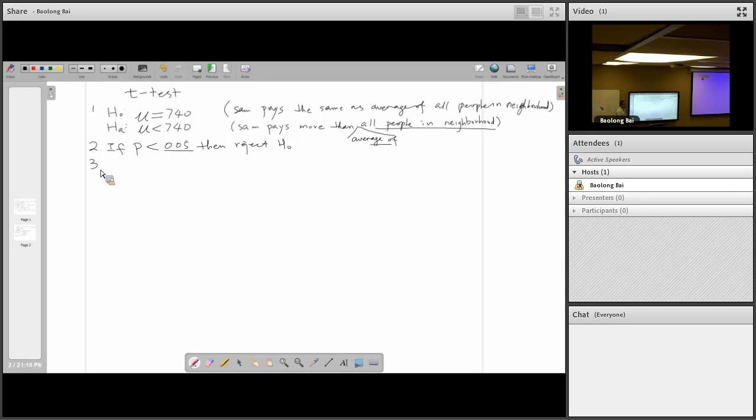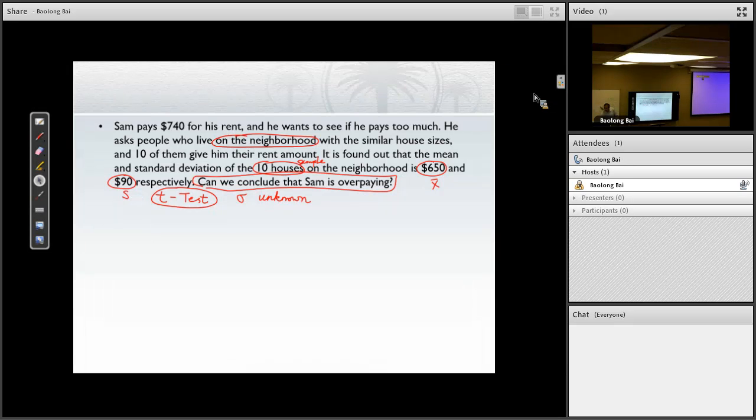Step 3, calculating the test statistic and finding the p-value. So this is a t-test. The test statistic will be a t-statistic. The calculation will be x bar minus mu divided by s over square root of n. So we need to find all the information corresponding to the calculation here. We can get mu right away because we always need to assume the null hypothesis is true, right? Mu is 740. Now let's look at the other statistics we need to know. So we just looked at s is 90, x bar is 650, and n is the sample size, which is 10, right?